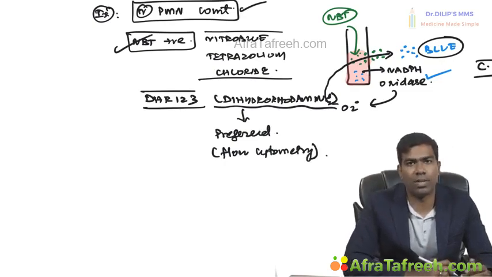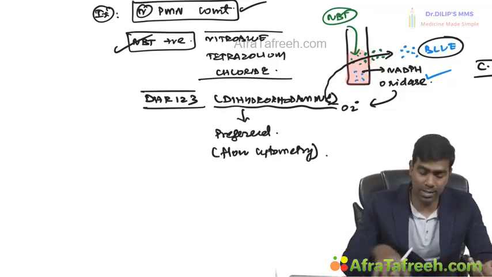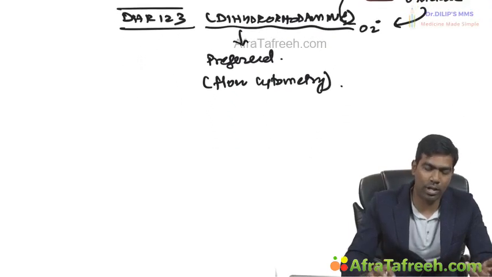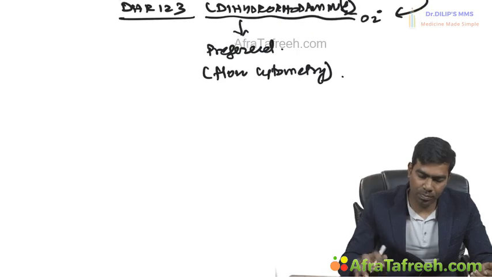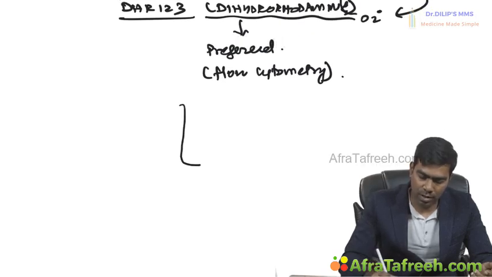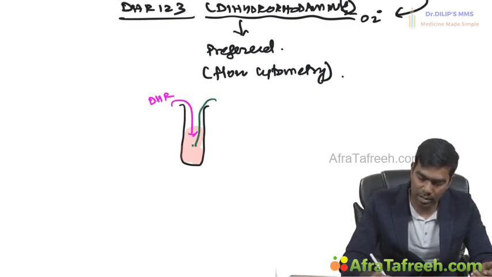So that is what we refer to as the dihydrorhodamine test, DHR test, or DHR123 test. What we are going to do is again take a blood sample and add two compounds. One is this DHR substance, called dihydrorhodamine, and we are also going to add a stimulating substance called PMA.